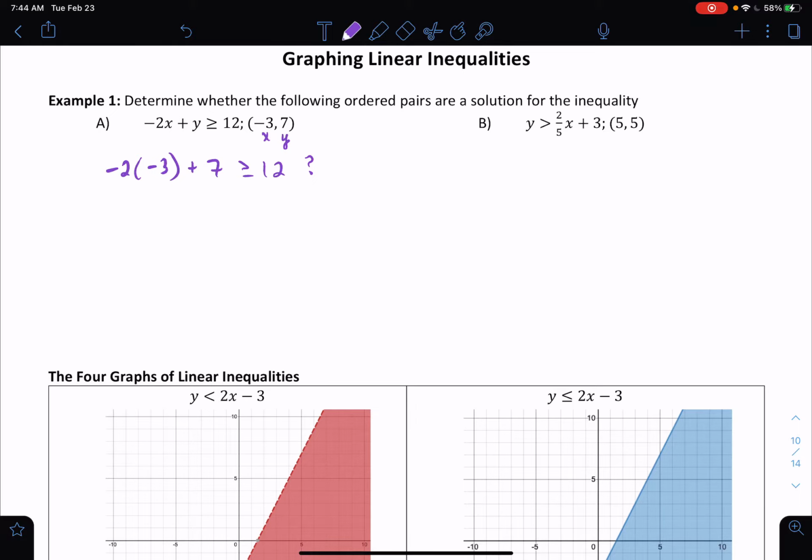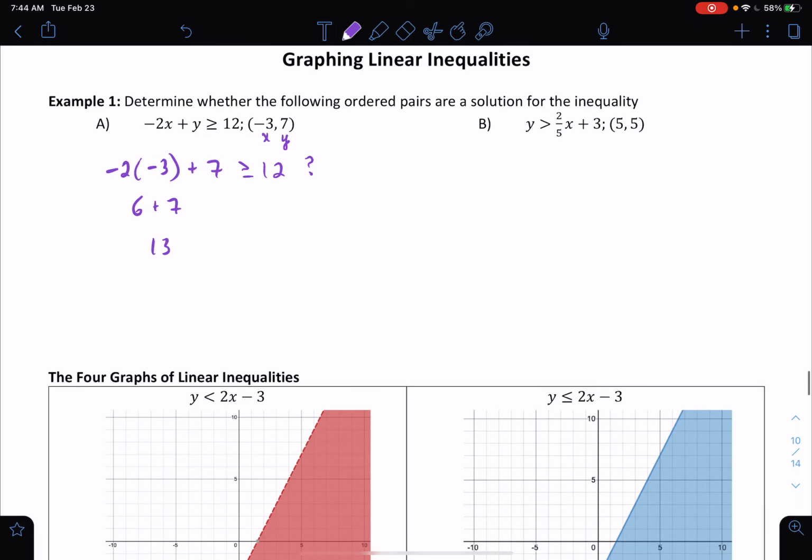All right, so negative 2 times negative 3 is 6. 6 plus 7 is 13. Is 13 greater than or equal to 12? Yes, it is. So is negative 3, 7 a solution? It is, because when I plug it in, it checks out. All right, what about the next one?